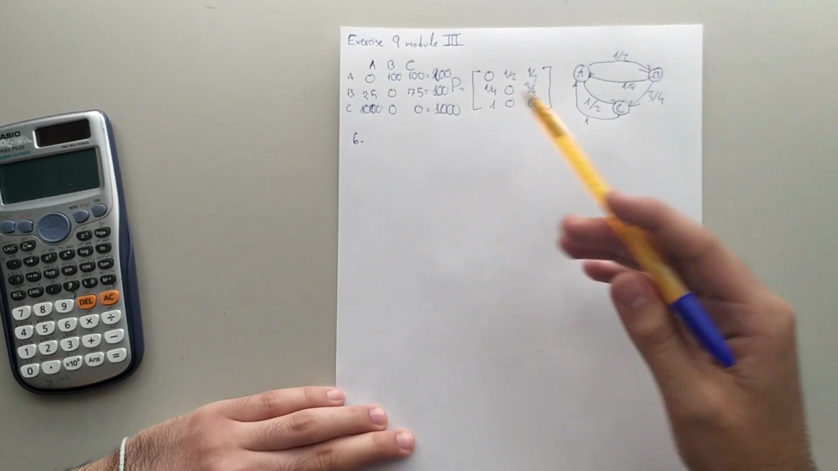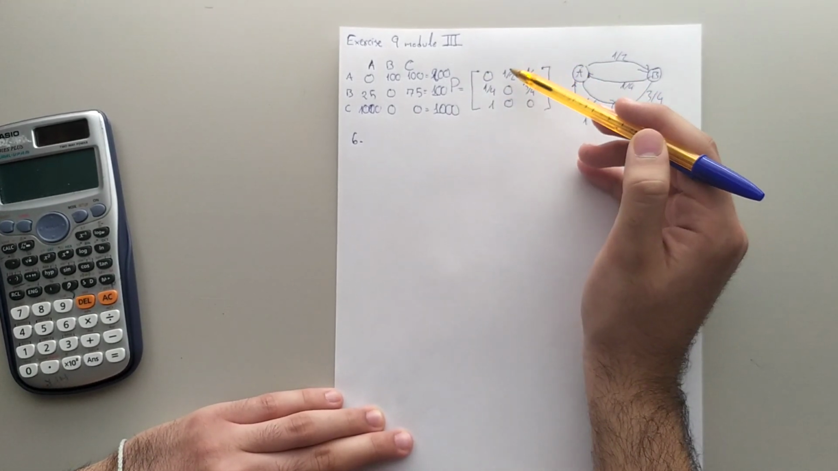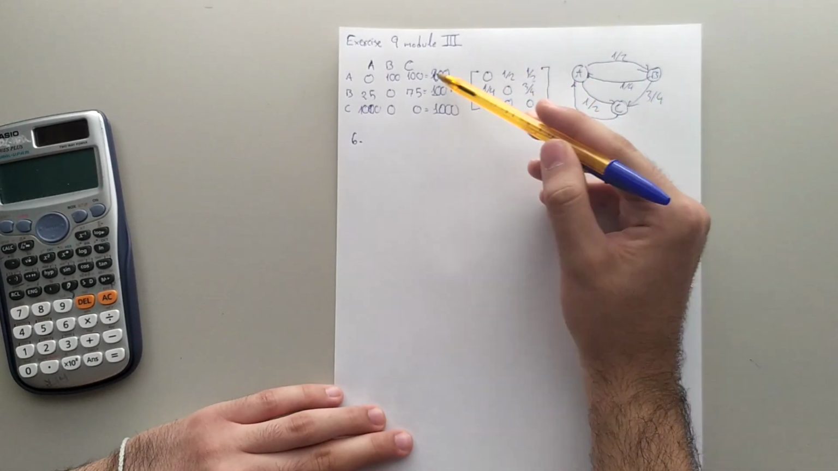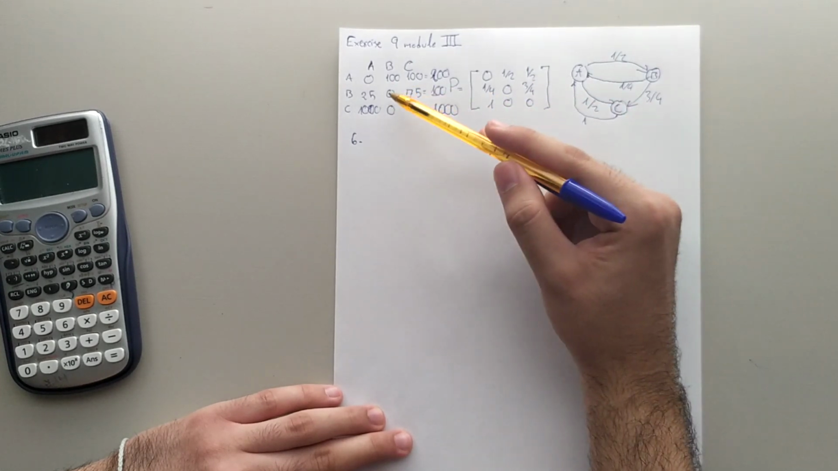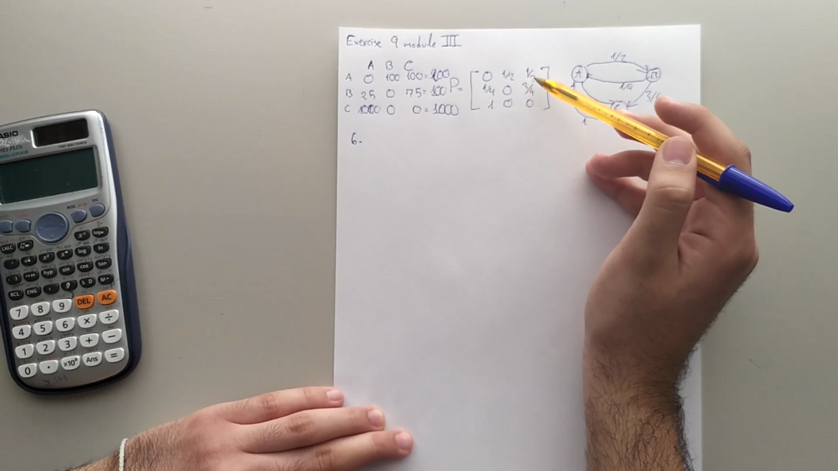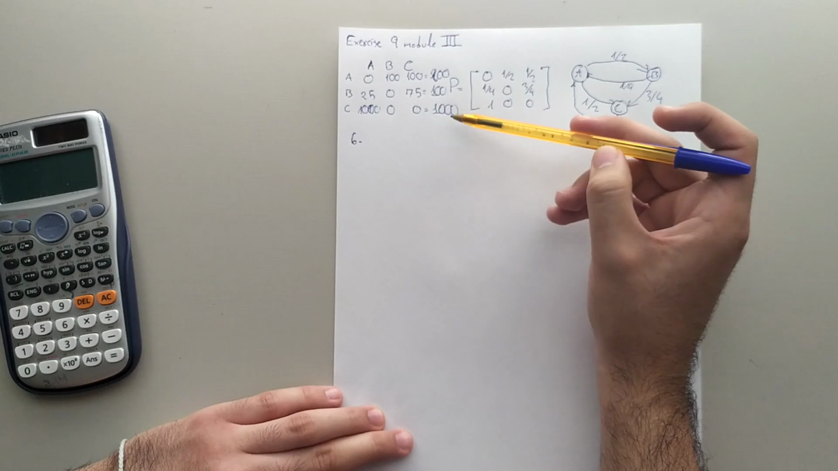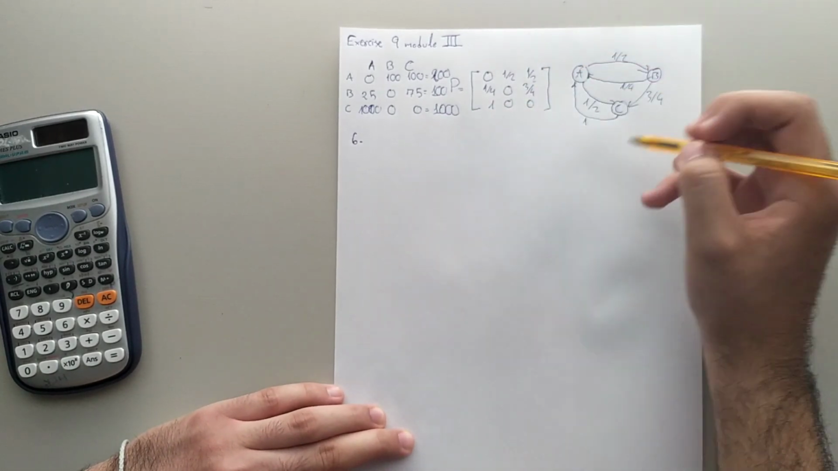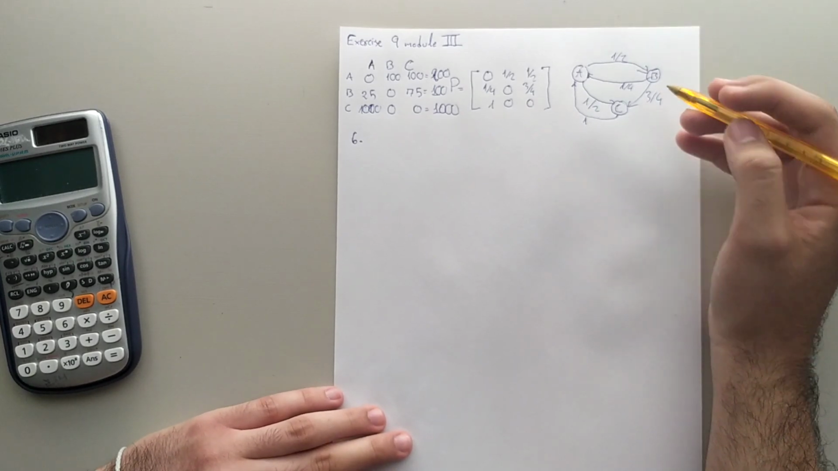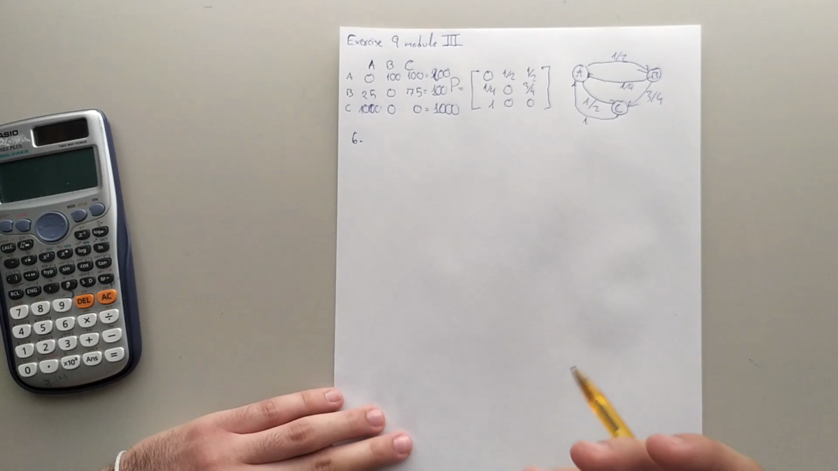So matrix P will be 100 divided by 200 here, so 1 over 2, as well as here. And here, 25 over 100, so 1 over 4, and 75 divided by 100, that is 3 over 4. 1000 divided by 1000 is 1. So this will be the Markov chain, and the exercise asks us if the chain is periodic.